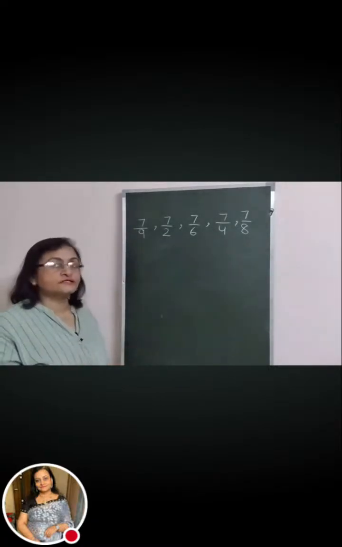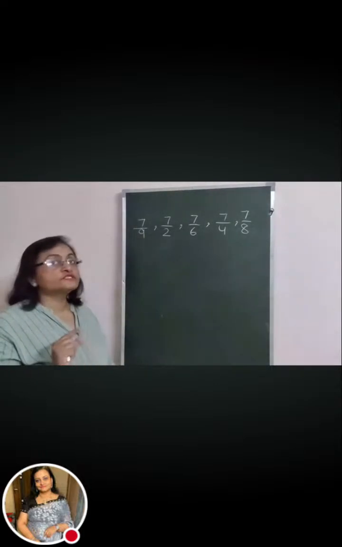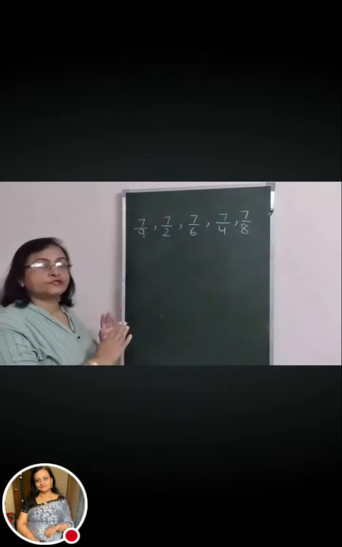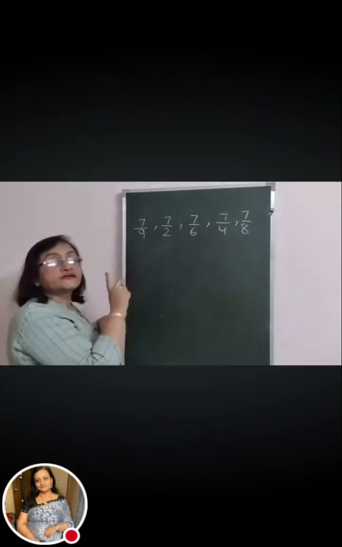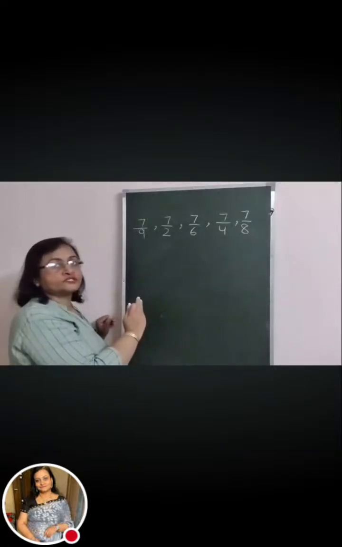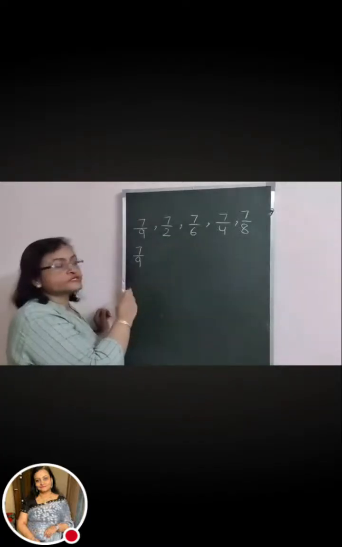Children, we have just learned that when the numerators are same but denominators are different, the fraction with smaller denominator is actually the greater fraction, right? So we will use that only. 7 by 9 has the greatest denominator. That means it is the smallest fraction. And for ascending order, we will write the smallest fraction first.